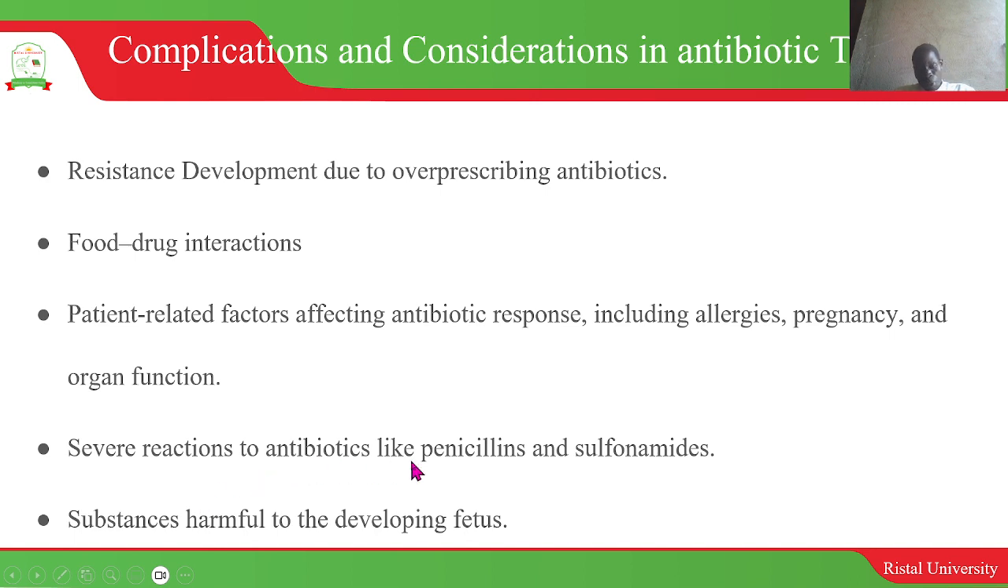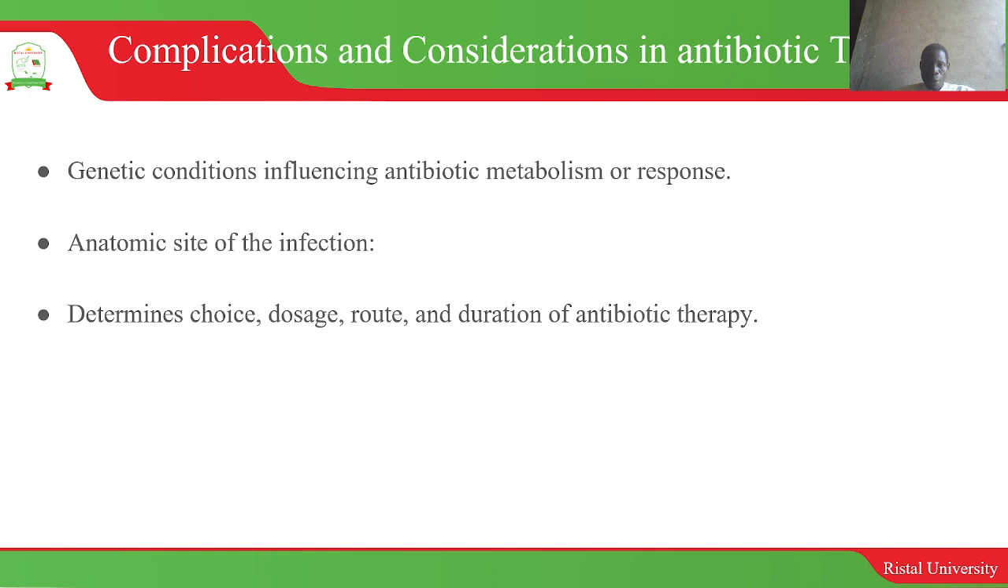Severe reactions to antibiotics like penicillin and sulfonylurea. We talked about adverse reactions, and we said almost 5% of the population is allergic to penicillins and the sulfur drugs. So we need to take note of this kind of complications in antibiotic therapy. Also, substances harmful to the developing fetus. We talked about teratogenicity in the fetus. They are not supposed to be used in pregnant women, so we need to look at which among those antibiotics fall in all these categories so that we prescribe it for some.